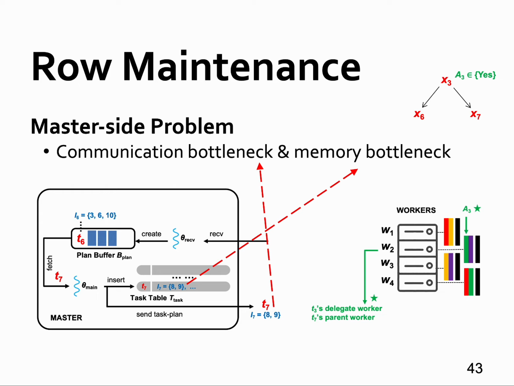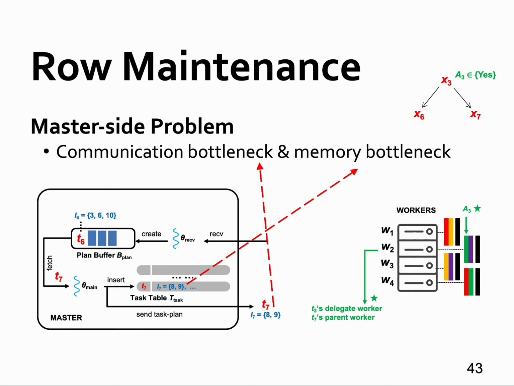We can see that the master has to keep the row indices for every tree node, and it has to send the indices along with task assignment to workers, causing a master-side communication bottleneck that delays the control messages as well as creating huge memory cost at the master.